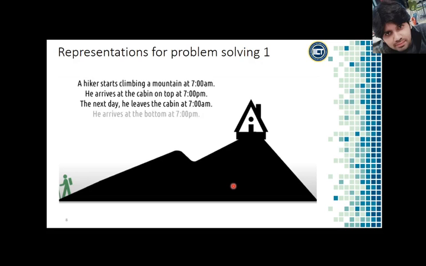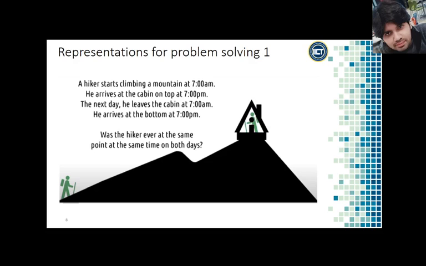Now the question is, was the hiker ever at the same point at the same time on both days? So let's revisit the problem again. The hiker goes up the hill on one day, stays the night, and then goes back down the hill the next day. And we want to know, was the hiker ever at the same point at the same time on both days? So what's your opinion on this? What's the answer? Think about it.